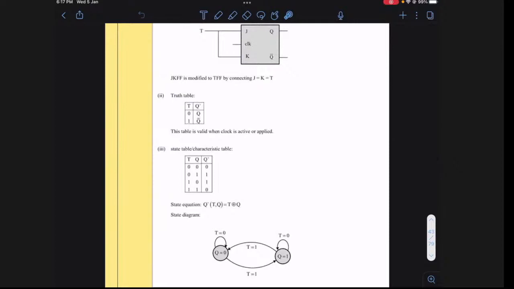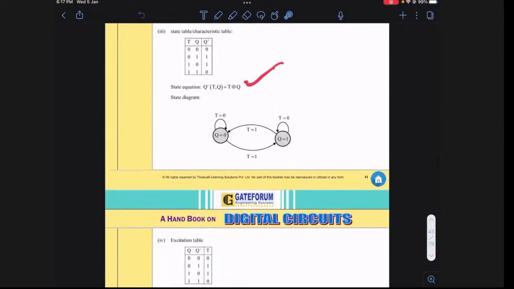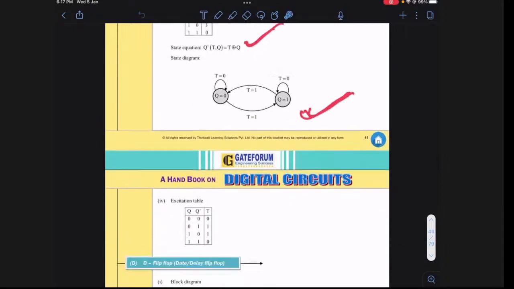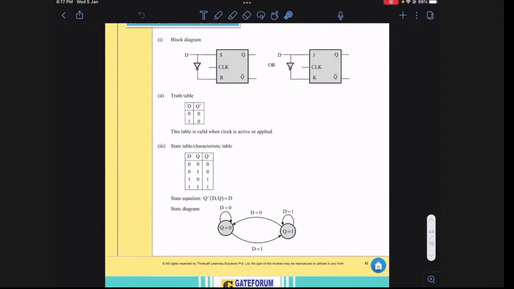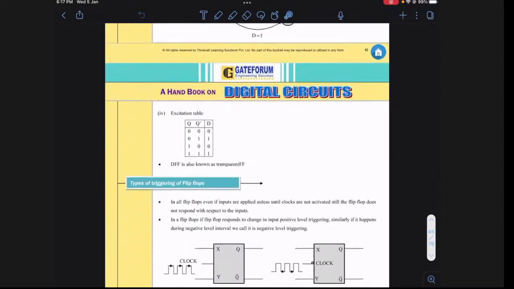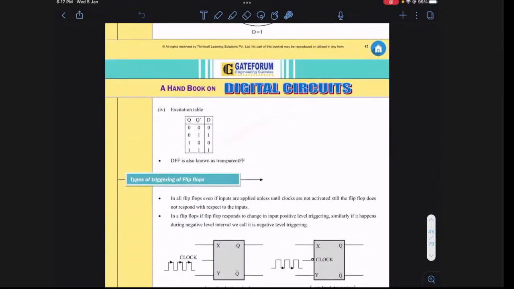Okay. And the state equation is T XOR Q for the T flip-flop. And this is the state table, the state diagram, and this is your excitation table. And this is your delay flip-flop. For the delay flip-flop, Q plus equals D, right? And this is the state diagram and this is the excitation table.